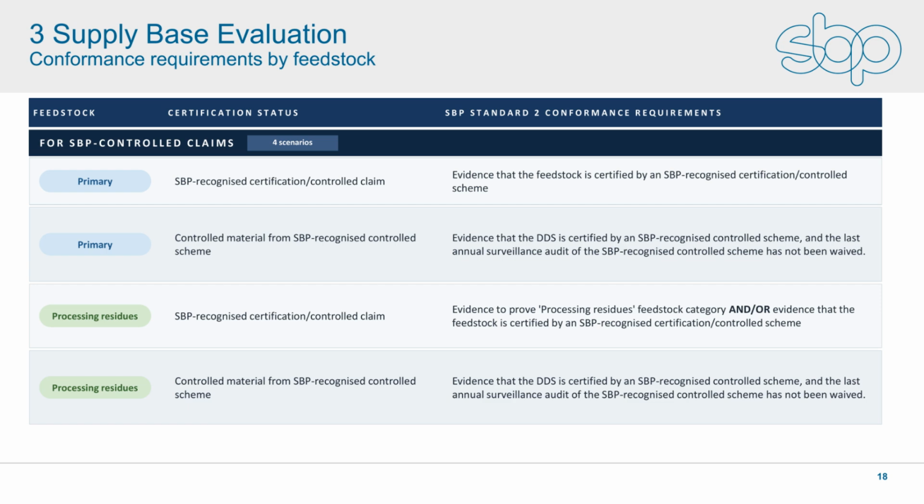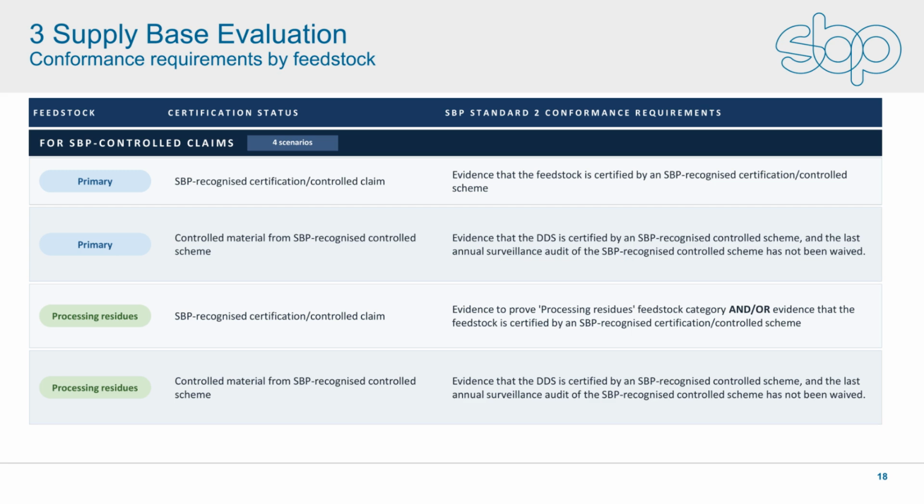For primary feedstock, the organization needs evidence that the feedstock is certified by an SBP recognized certification scheme or by a controlled scheme recognized by SBP. In other words, the route into SBP controlled claims for primary feedstock runs through a recognized scheme, either a controlled scheme claim or a controlled material scheme.